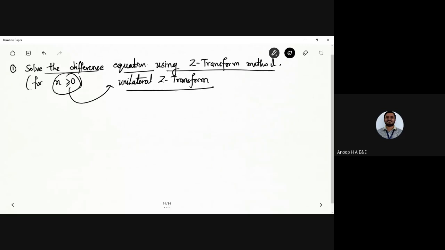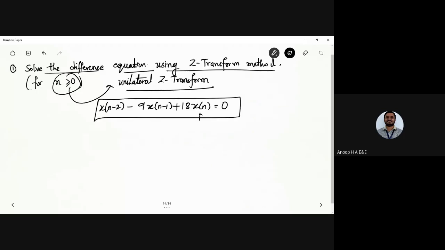Okay, so we are going to have the difference equation written like this: x(n-2) minus 9 x(n-1) plus 18 x(n), that would be equal to 0. Okay, remember one thing, x(n) is the input here, but there will be another input on the right hand side of this difference equation also. So you have to solve this difference equation using the Z transform approach, and in the problem itself they would have clearly mentioned n greater than or equal to 0.